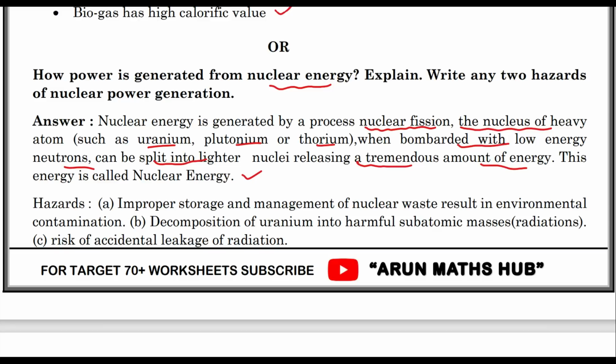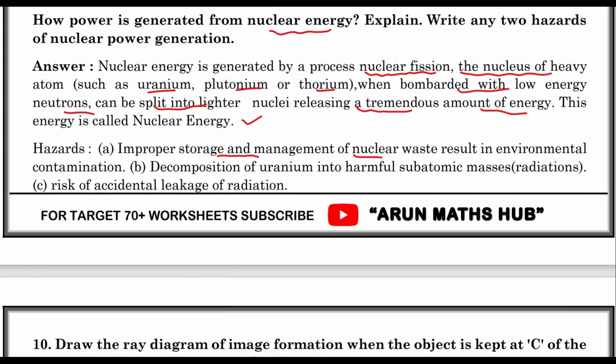What are the hazards? Improper storage management of nuclear waste results in environmental contamination, and decomposition of uranium into harmful subatomic particles. These radiations are very harmful. There is a risk of accidental leakage of radiation from the nuclear waste.